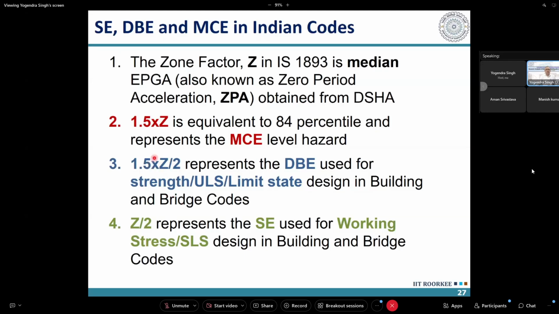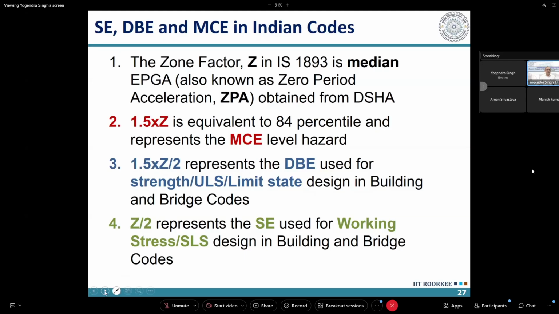And if I do not multiply by this 1.5, and use only Z/2, then this is representing the serviceability earthquake. Serviceability earthquake is to be used in working stress design or satisfying serviceability limit states in the code. So for serviceability limit states, we are using Z/2. So our code is consistent, but it is not clearly defined what is DBE or MCE. That is not clearly defined in our code. But actually it is using DBE through that load factor, and it is using SE for working stress design.